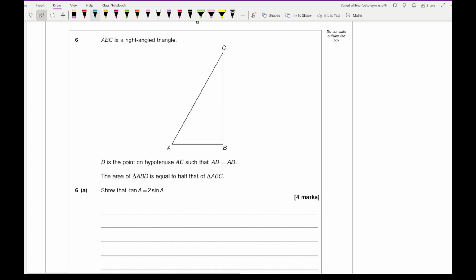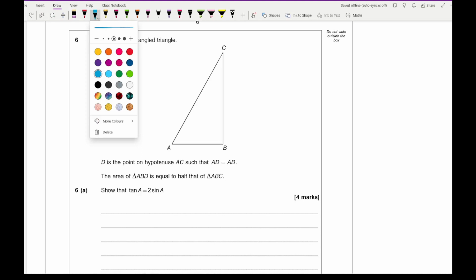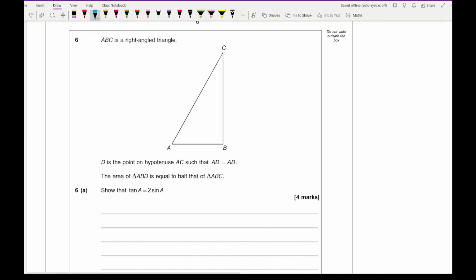So for this, let's start by first just marking what we know. So we know that this is a right angled triangle, and we know that point D is somewhere on the line of AC. So let's put that there. Now if we just call that D, it also tells us that AD is equal to AB. So if this is going to be X, then this is also going to be X. It's going to be an isosceles triangle there.